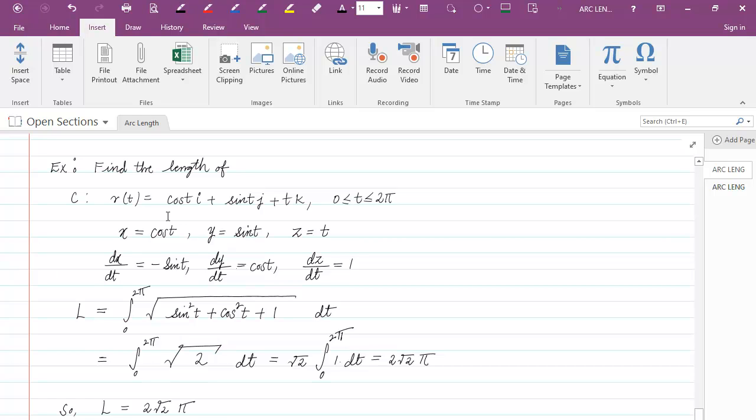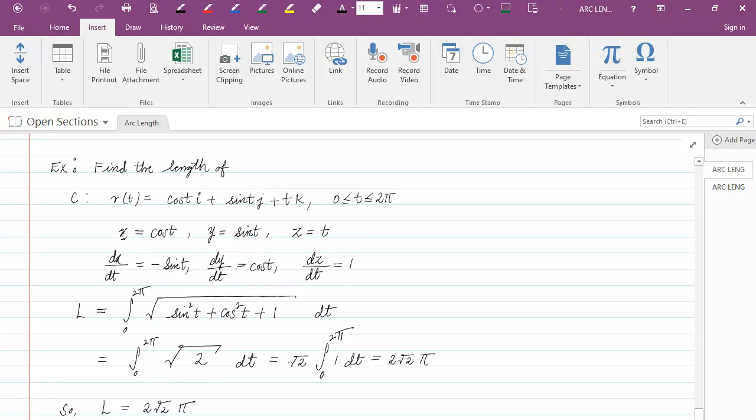To find the length, first of all, notice that the x component of r of t is cosine t, so I'm going to label x is equal to cosine t, y is equal to sine t, and z is equal to t. As a result, dx/dt, the derivative of x with respect to t, would be negative sine t. dy/dt, the derivative of y with respect to t, is cosine t. And dz/dt is the derivative of z with respect to t, which is 1.